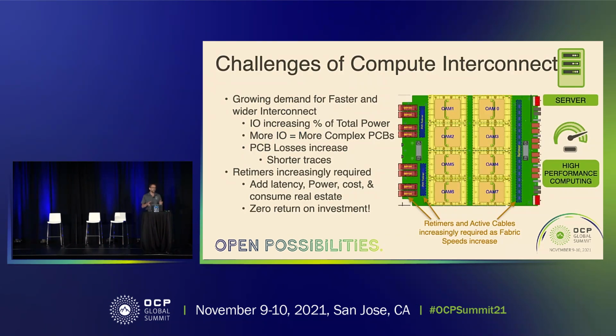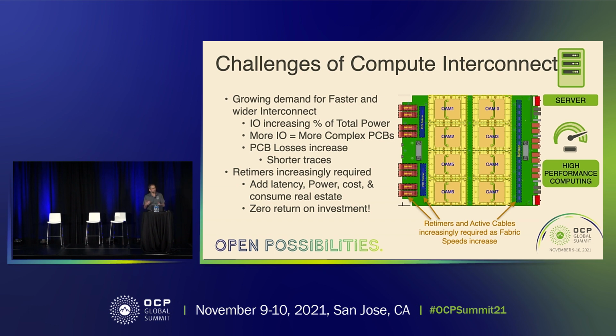So let's take a look at this OAM, the OAM version 1 that we've got today. There's OAM version 1.5 trying to get to 112 gigs. So there's growing demand for faster and wider interconnect. And the I/O is increasing as a percentage of the total power. And that's a big problem.